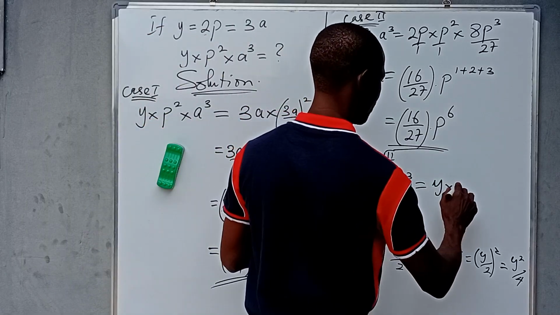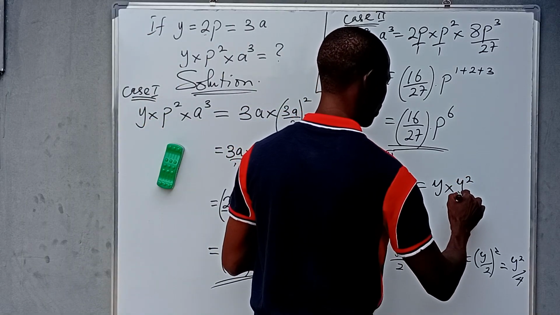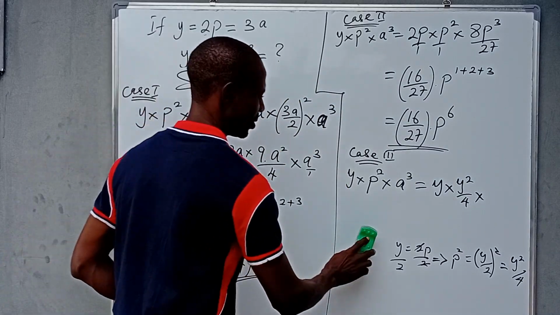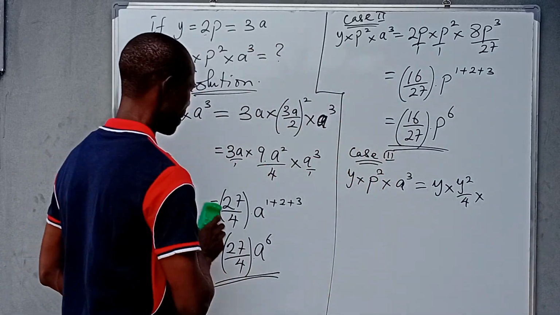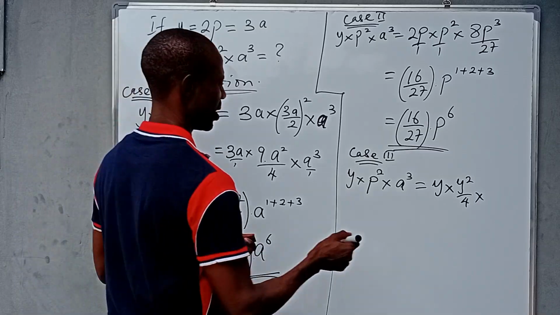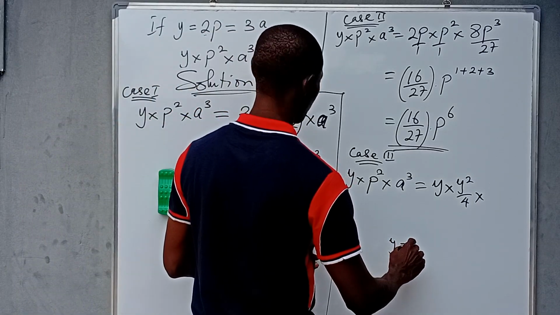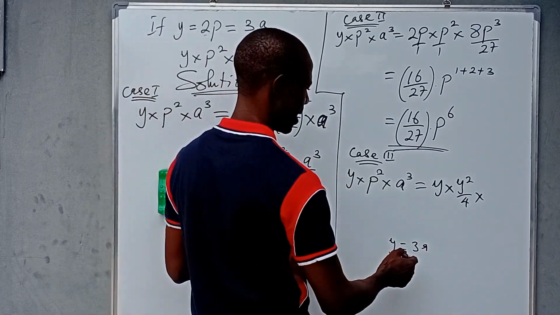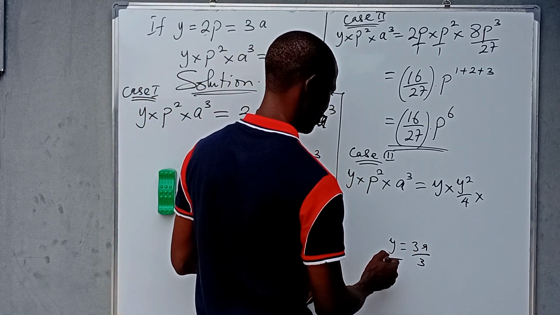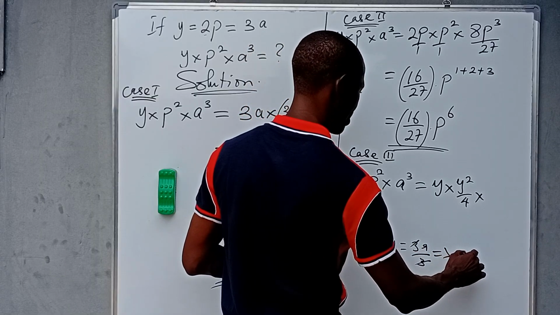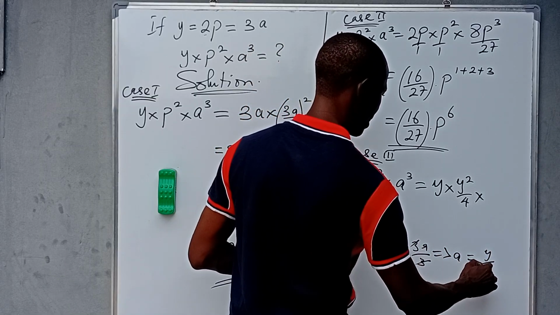And so this is going to give us times y to the power of 2 all over 4, times. Then we come to the other side where we have our a. The relationship between y and a is this. We have y is equal to 3a. We are making a the subject of the formula again, so we divide by 3, we divide by 3. Cancel. This now implies that a is equal to y all over 3.